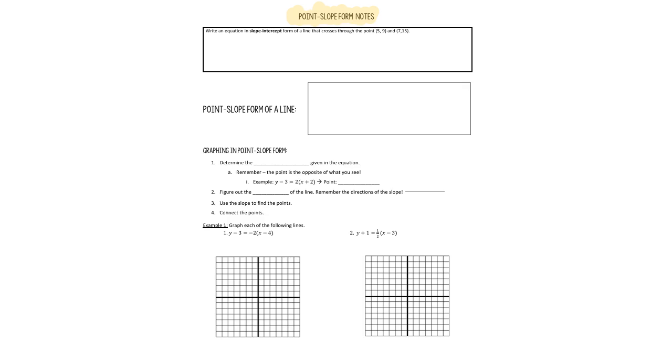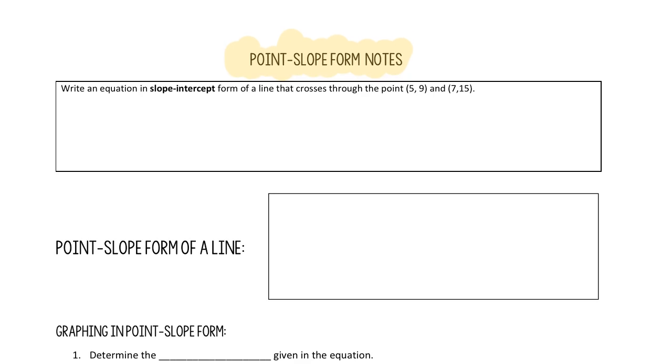So pause your screen and try to write the equation in slope-intercept form of a line that crosses through the points (5, 9) and (7, 15). Go ahead and give that one a shot.